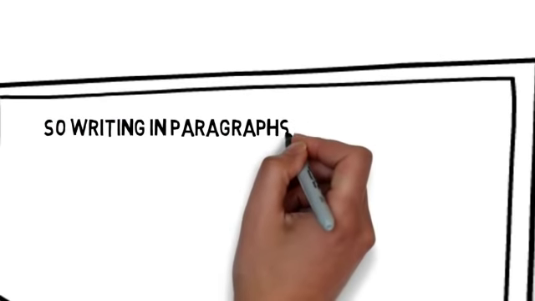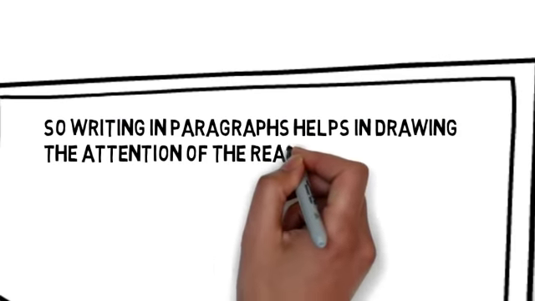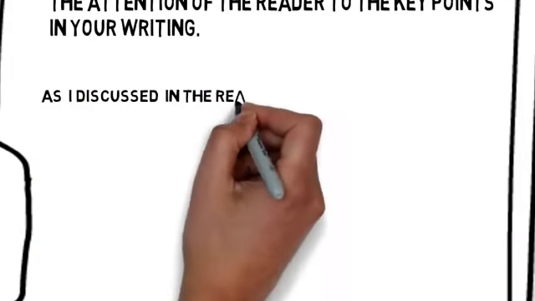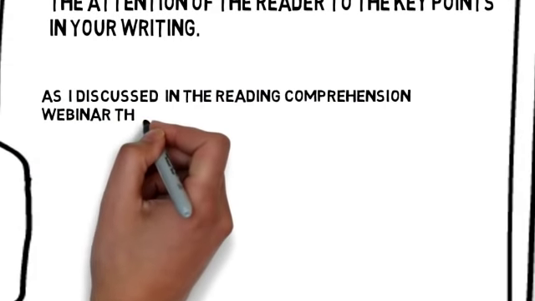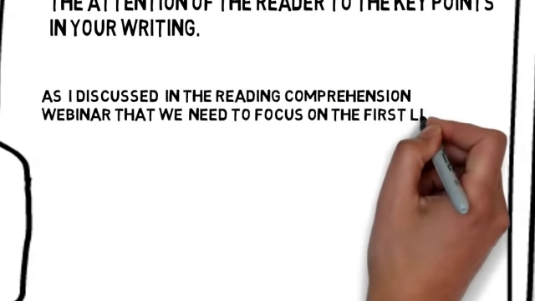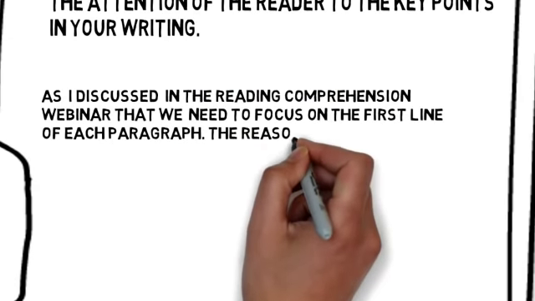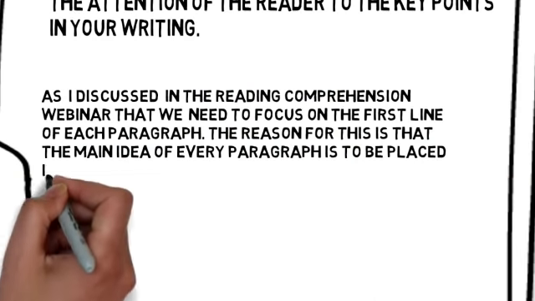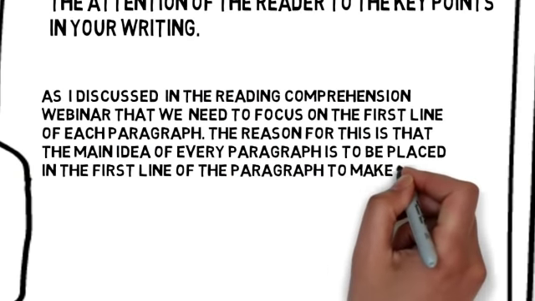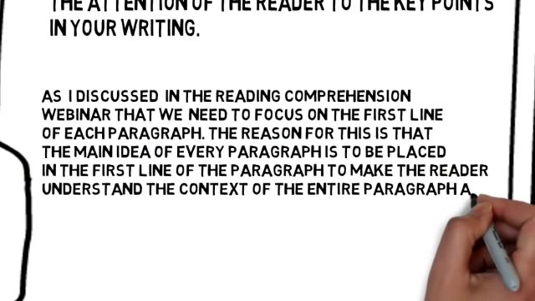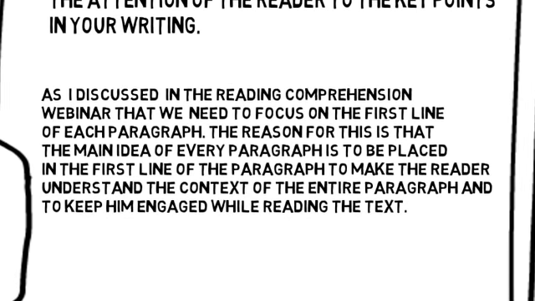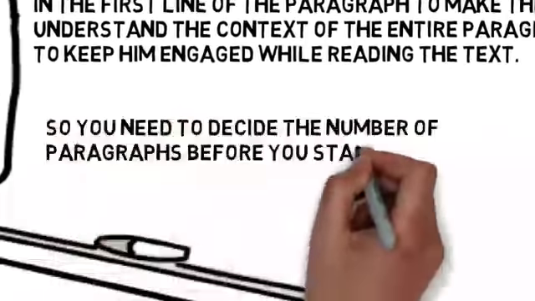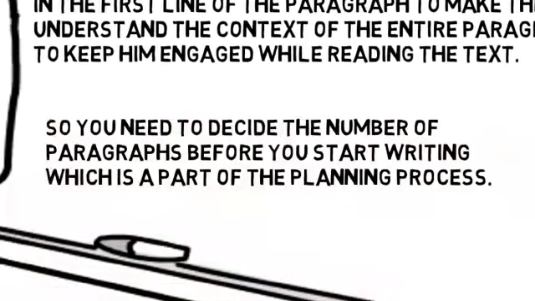So, writing in paragraphs helps in drawing the attention of the reader to the key points in your writing. As I discussed in the Reading Comprehension webinar, we need to focus on the first line of each paragraph. The reason for this is that the main idea of every paragraph is to be placed in the first line of the paragraph, to make the reader understand the context of the entire paragraph, and to keep him engaged while reading the text. So, you need to decide the number of paragraphs before you start writing, which is part of the planning process.